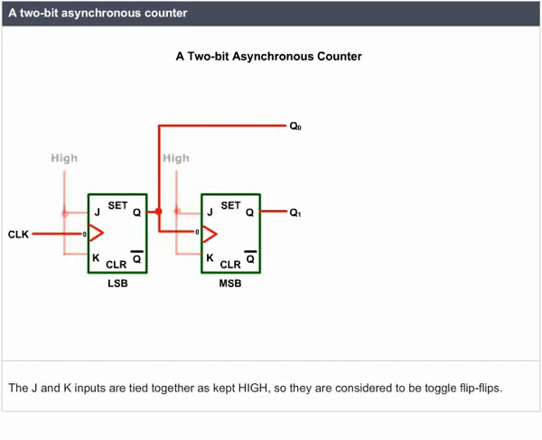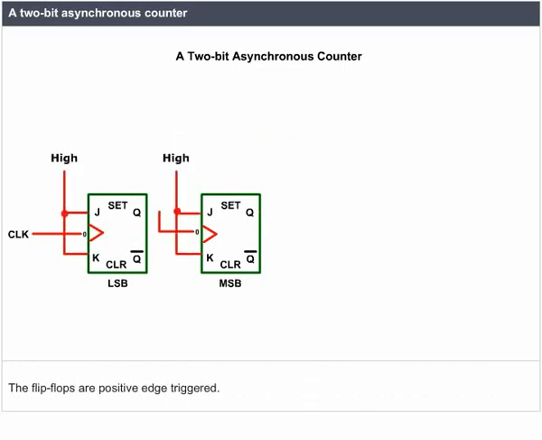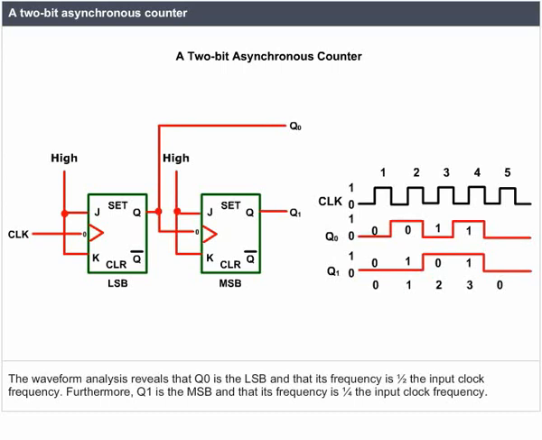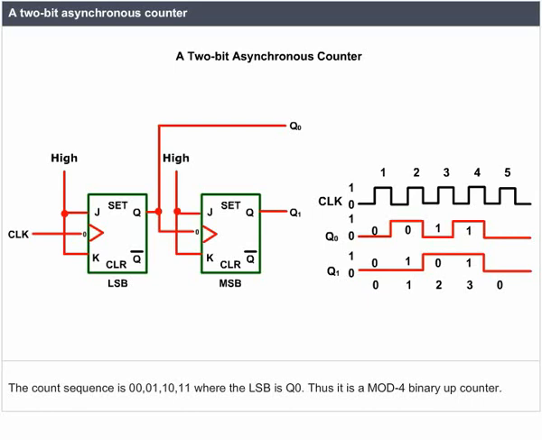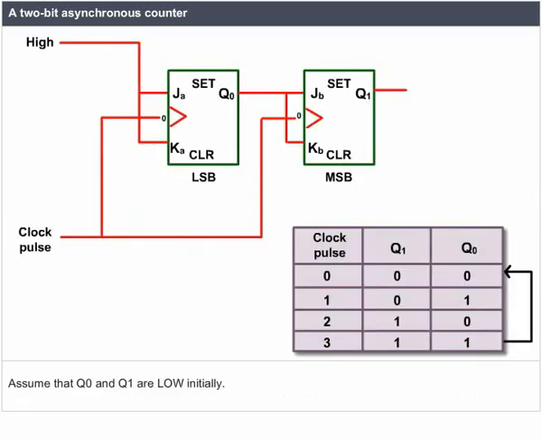The J and K inputs are tied together and kept high, so they are considered to be toggle flip-flops. The flip-flops are positive edge triggered. The waveform analysis reveals that Q0 is the LSB and that its frequency is half the input clock frequency. Furthermore, Q1 is the MSB and its frequency is 1/4 the input clock frequency. The count sequence is 00, 01, 10, 11, where the LSB is Q0. Thus, it is a MOD4 binary up counter. Assume that Q0 and Q1 are low initially.